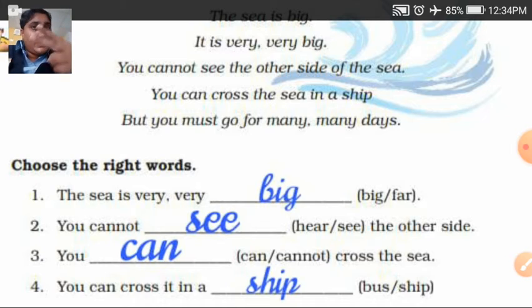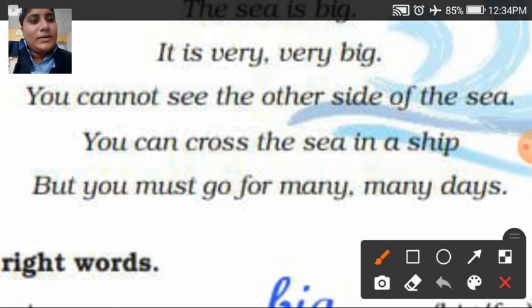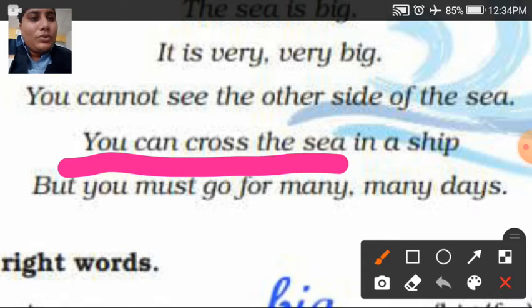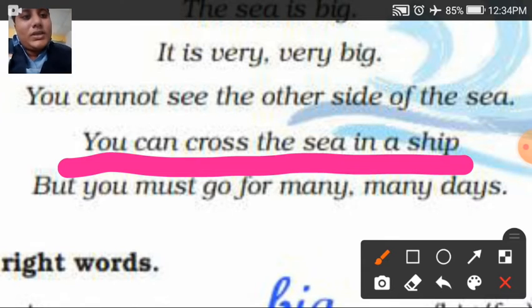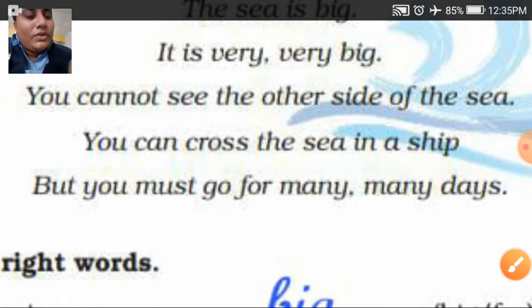See means to look at something. Sea is the ocean, or a small part of an ocean. You can dash across the sea. You can cross across the sea, or you cannot. So you can. It's also given in the poem. Let's highlight it. You can cross the sea. So here it is. I'm sorry. Here it is. Right?